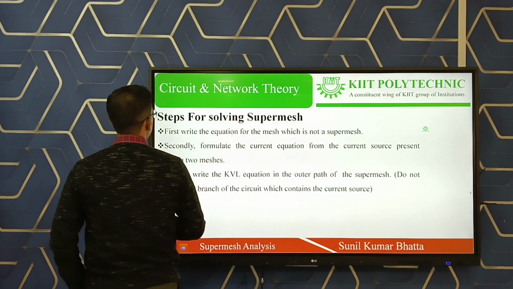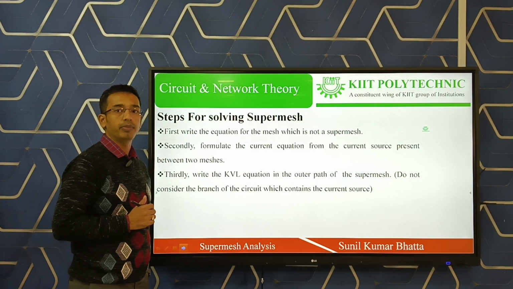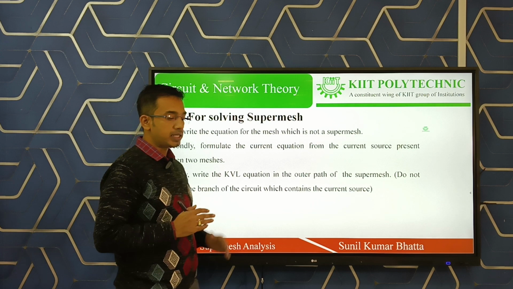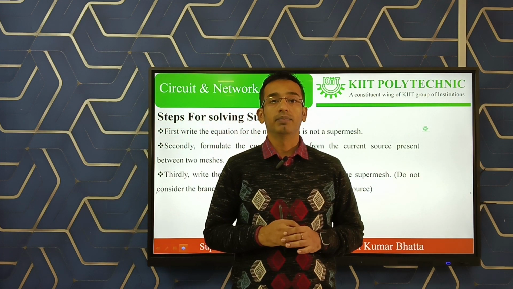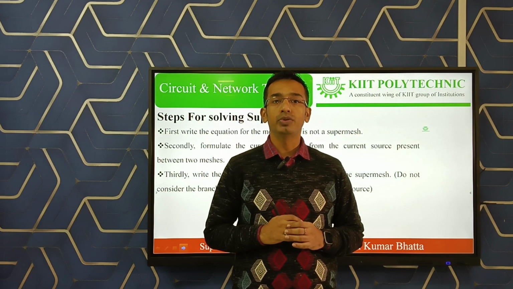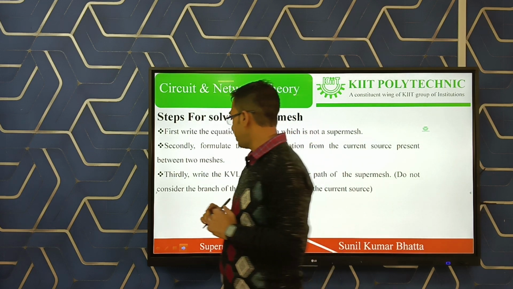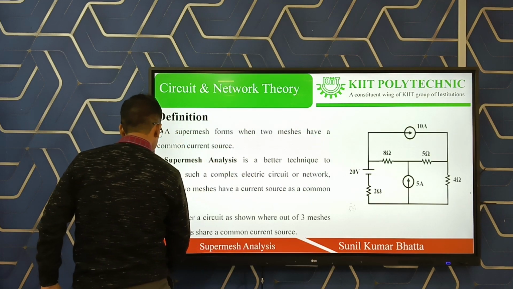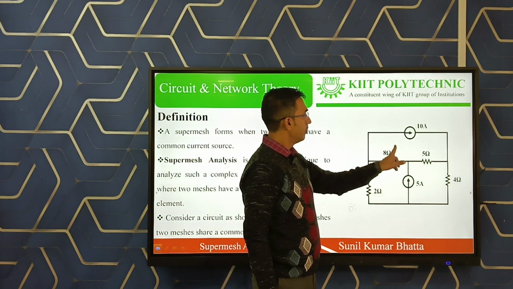So first step, first write the equation for the mesh which is not a super mesh. First you have to see how many meshes are present in a problem, and after finding the meshes, you have to check which mesh is not a super mesh. So in the previous slide, you can see here out of 3 meshes, the mesh 2.